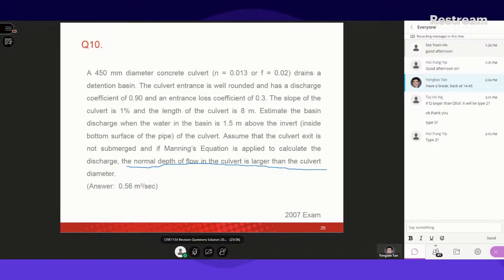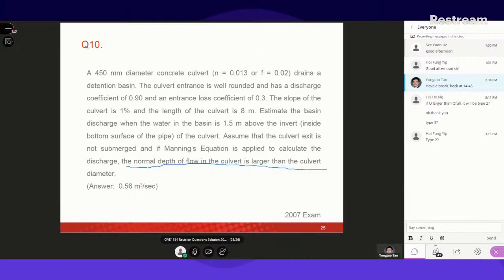Okay, we use the normal depth. So actually these questions, and also question 9. In question 9, the normal depth is less than the culvert diameter, so you can see it is type 3. But in this question, the normal depth is larger than the culvert diameter. So that means it is type 2.